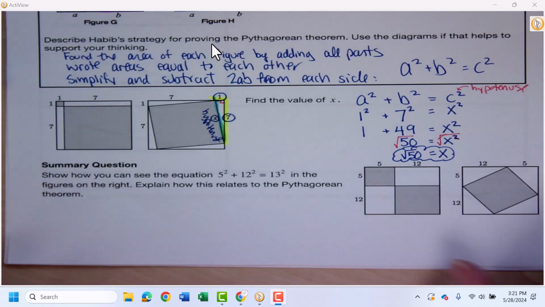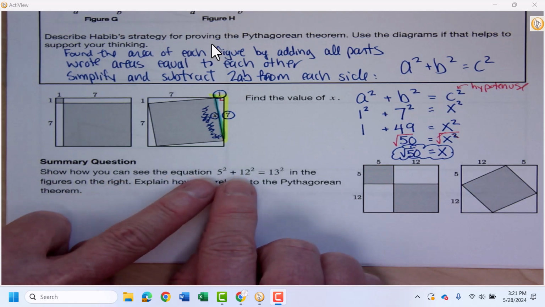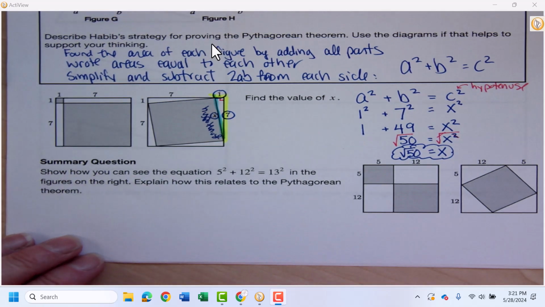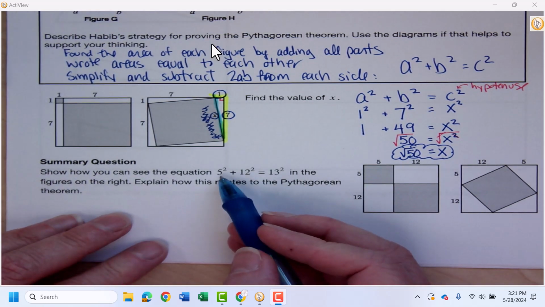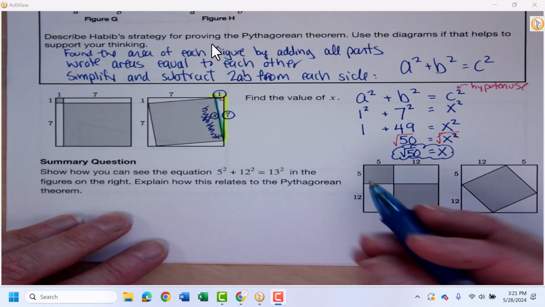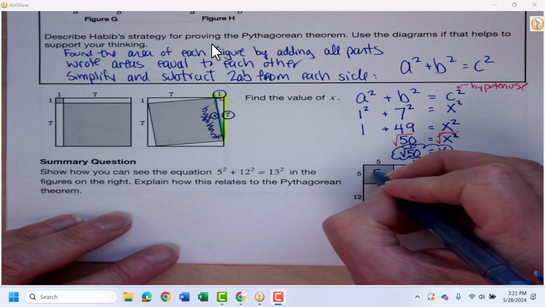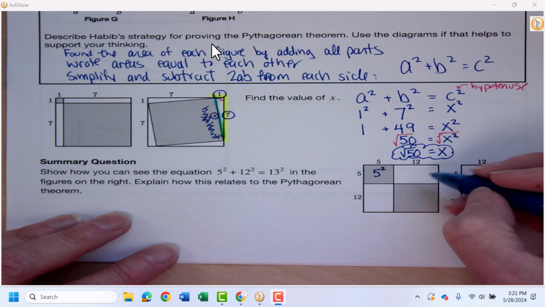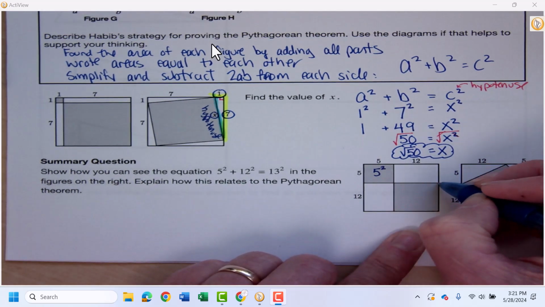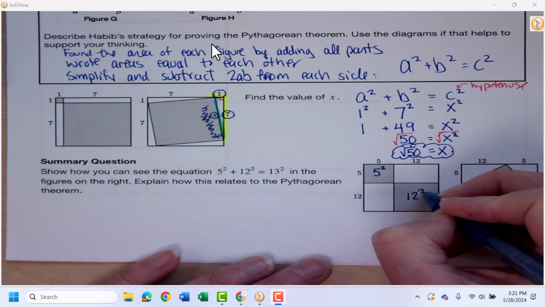All right, so in summary, let's take a look at how we can see this equation in this figure and explain how this relates to the Pythagorean theorem. Well, 5 squared plus 12 squared equals 13 squared. Well, I see 5 squared right here. I see 12 squared. Well, I know that this side is 12, this side is 12. 12 times 12 must be 12 squared, or 144.